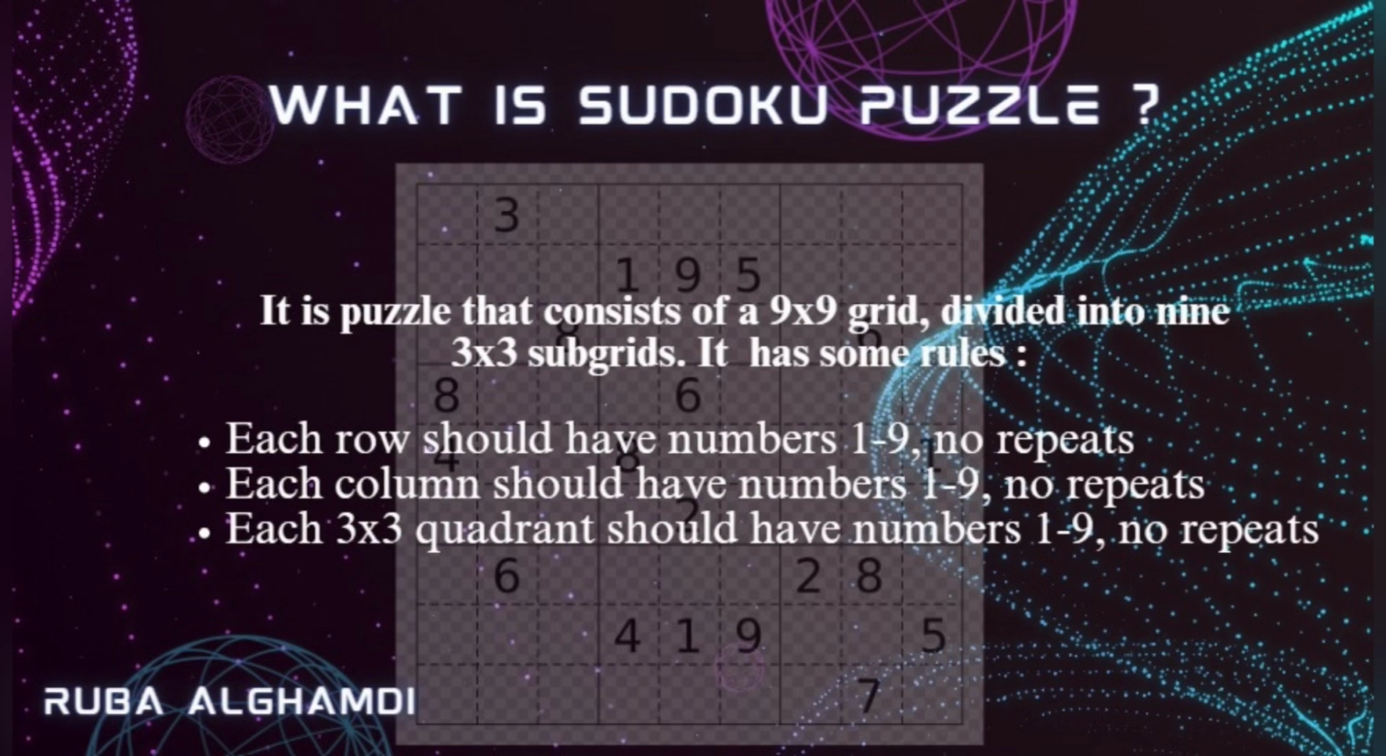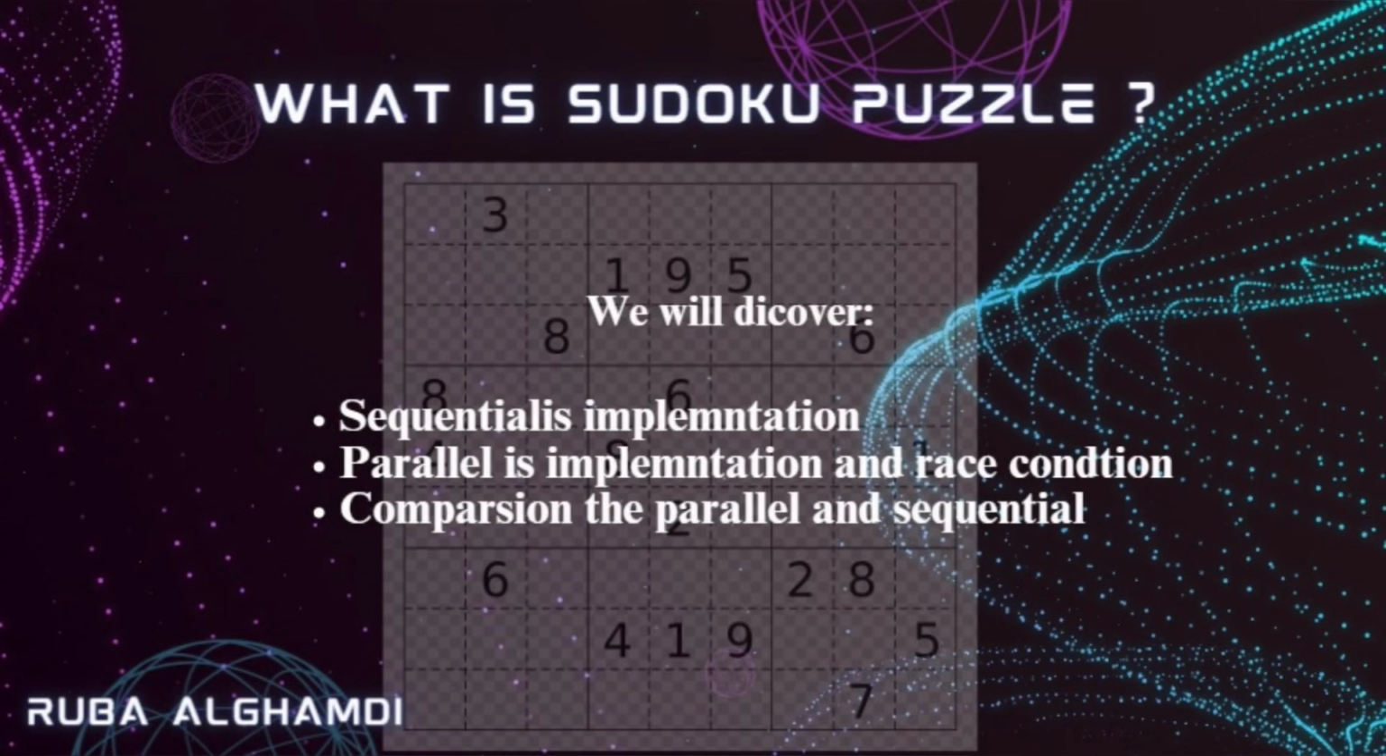But of course, we also faced some challenges along the way, like something called the race condition. So, our project covered 3 main parts. First, how sequential solving is implemented. Second, how parallel solving is implemented, and how we solved the race condition that we faced in our code. Lastly, comparing the performance of the parallel implementation against the traditional sequential approach. Keep watching this video to cover all these parts.